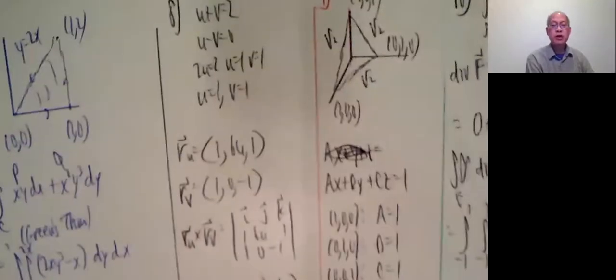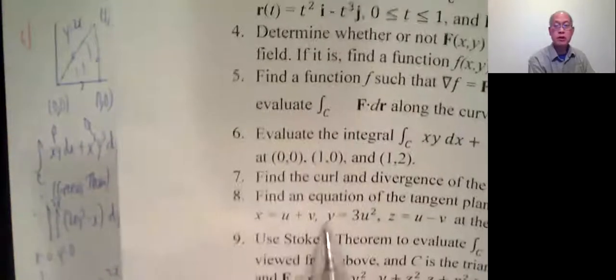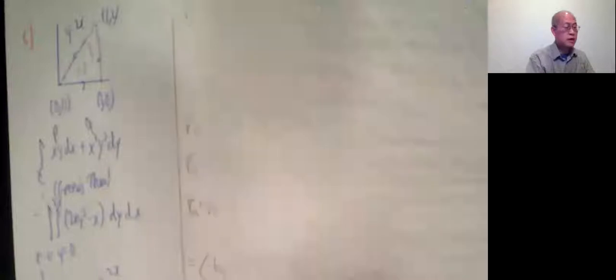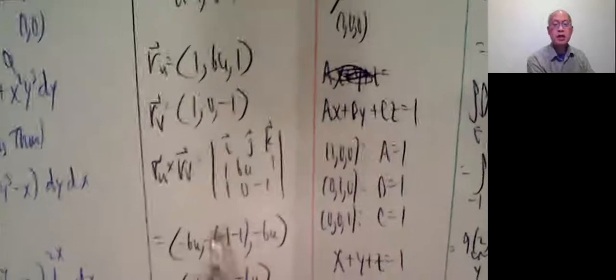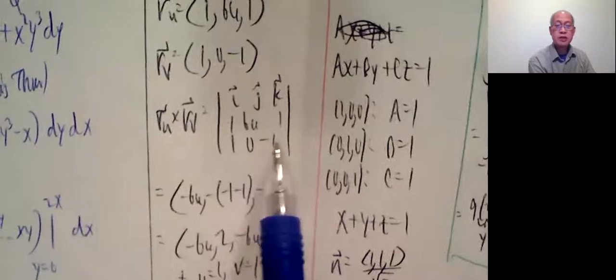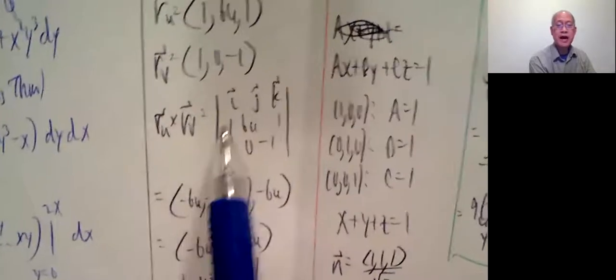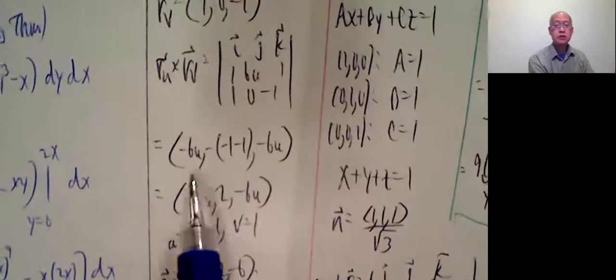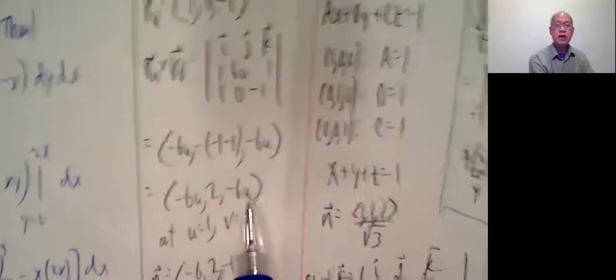So r sub u is 1, 6u, 1. Differentiate with respect to u. R sub v, differentiate with respect to v, 1, 0, negative 1. Take the cross product, r sub u cross r sub v, i j k, 1, 6u, 1, 1, 0, negative 1. The i component is negative 6u minus nothing. The j component is the opposite of negative 1 minus 1. The k component is nothing minus 6u. So negative 6u, 2, negative 6u.